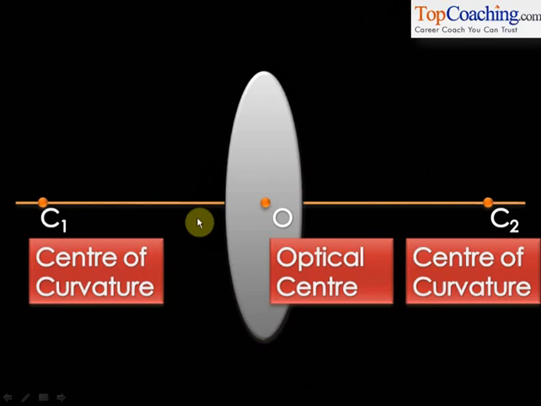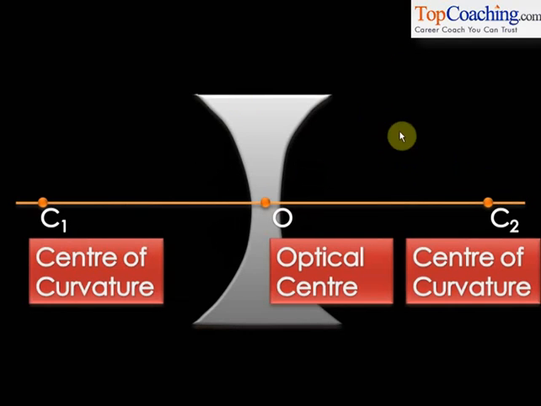So the center of the sphere from which the right surface of the lens has been carved out is called the left center of curvature of the lens, and it is depicted by C1. Understood? So it is the center of the sphere from which the right surface of the lens has been carved out. C2 is the center of the sphere from which the left surface of the lens has been carved out. C1 and C2 are generally fixed for a given lens. Understood? And they are properties of that particular lens.